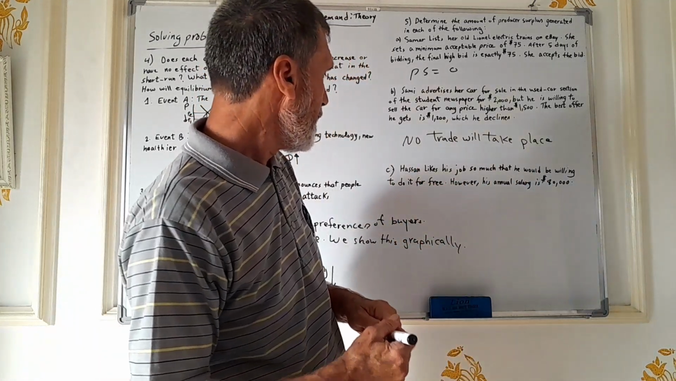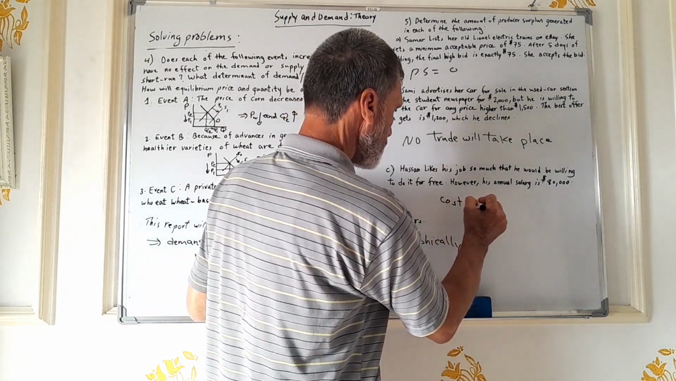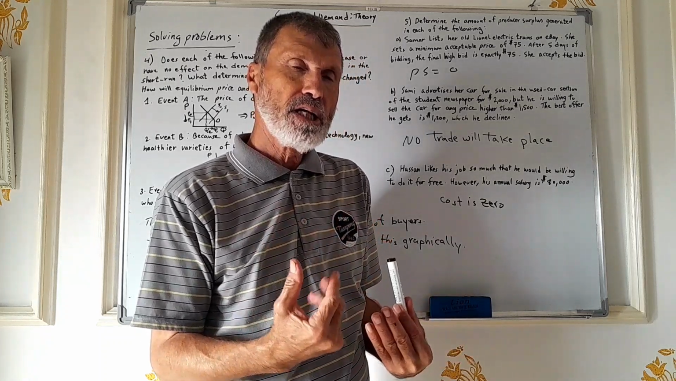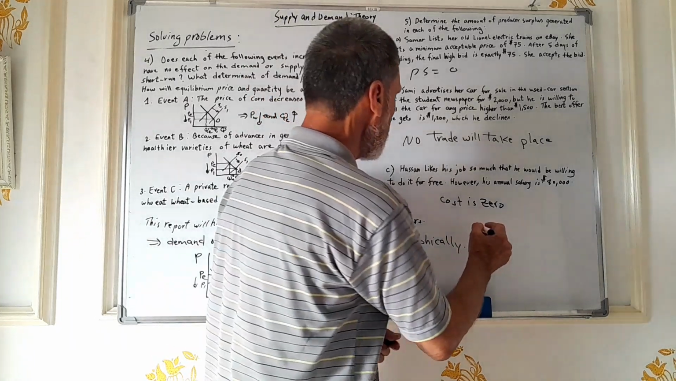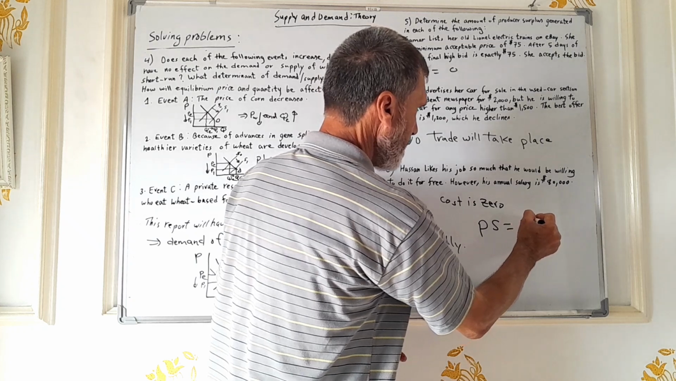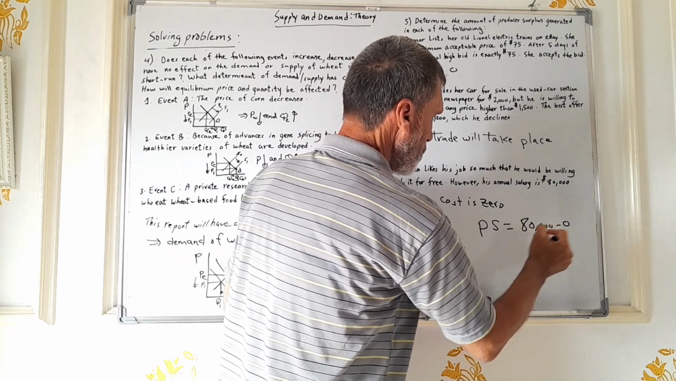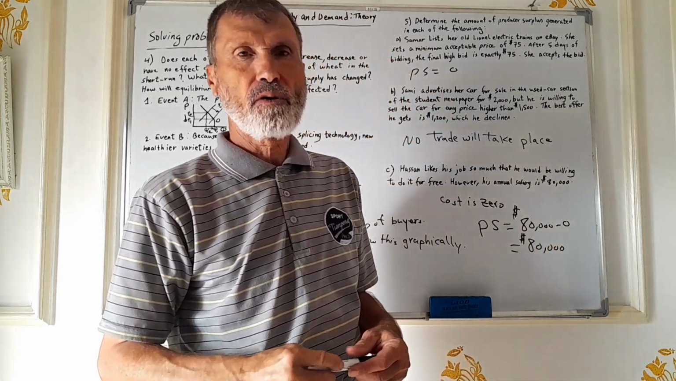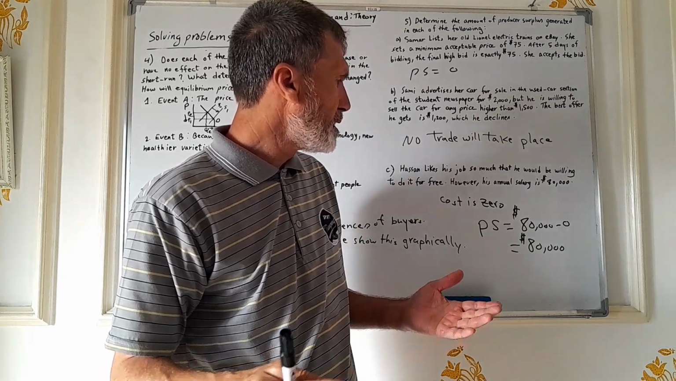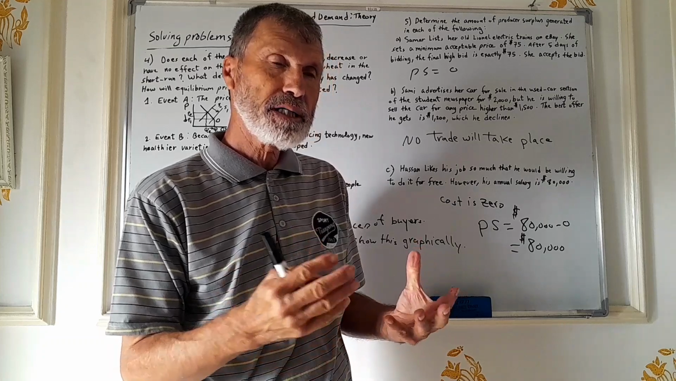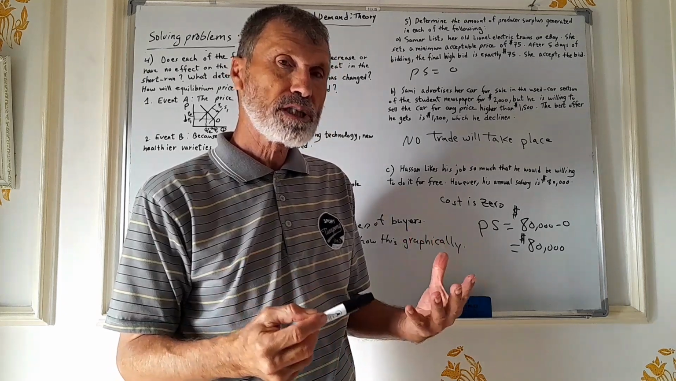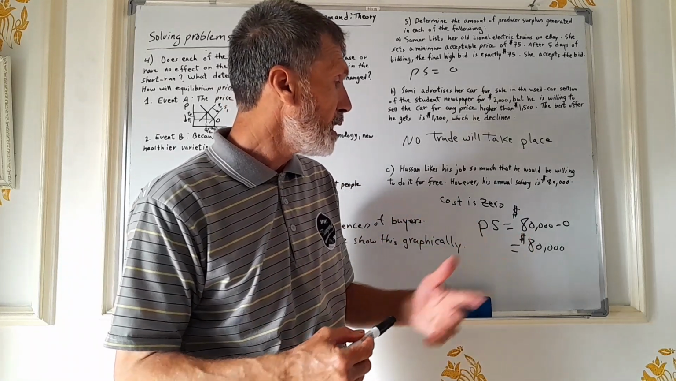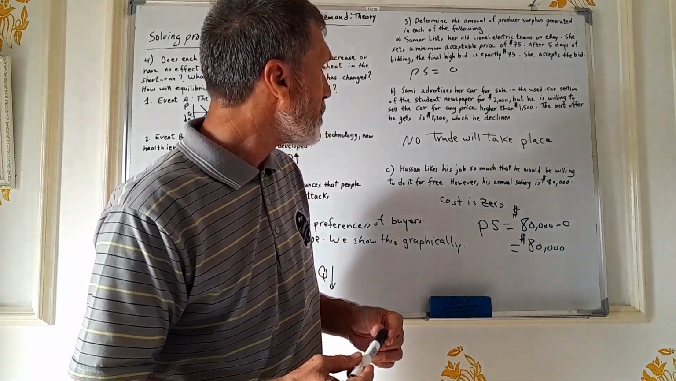Now, Hassan likes his job so much that he would be willing to do it for free. So the cost for Hassan is zero. However, his annual salary is 80,000. So he received 80,000. The producer surplus is going to be equal to 80,000 minus zero, which is 80,000. Therefore, the producer surplus is the price received minus the minimum selling price, which is $80,000. This is the producer surplus of Hassan.